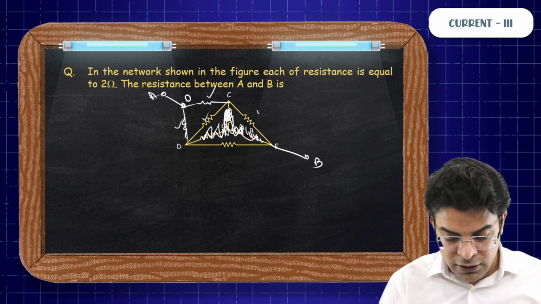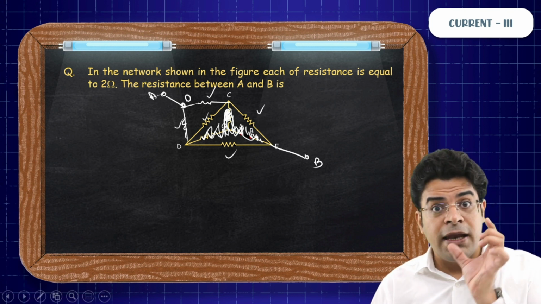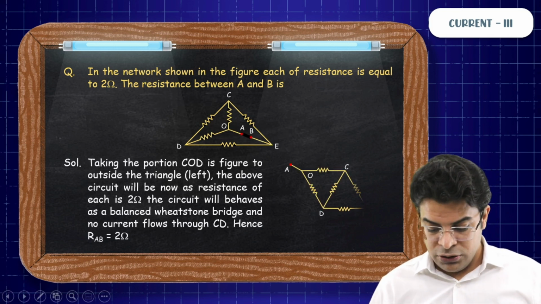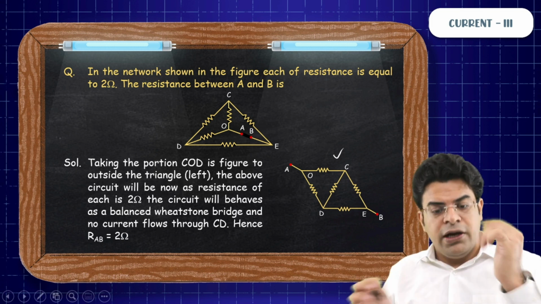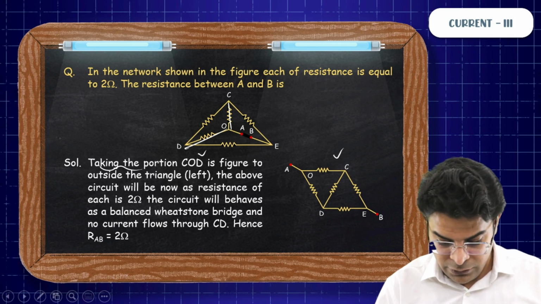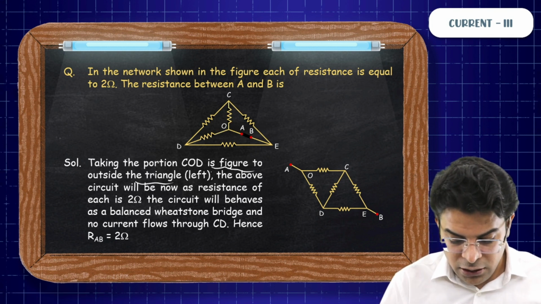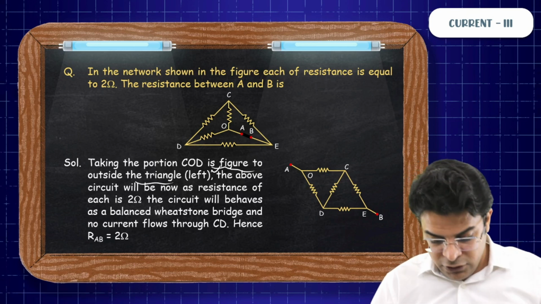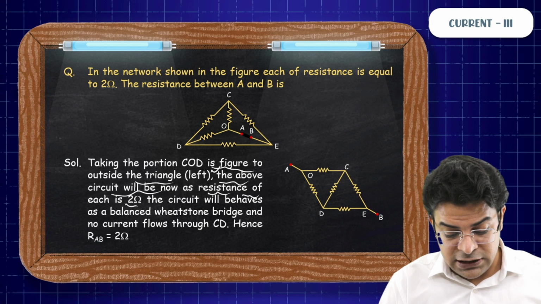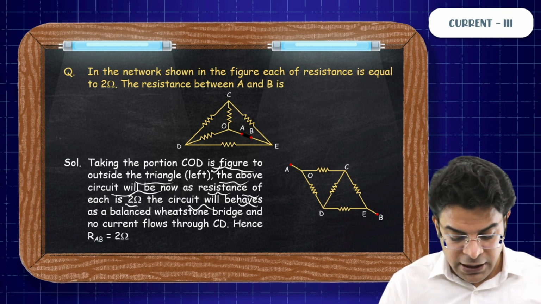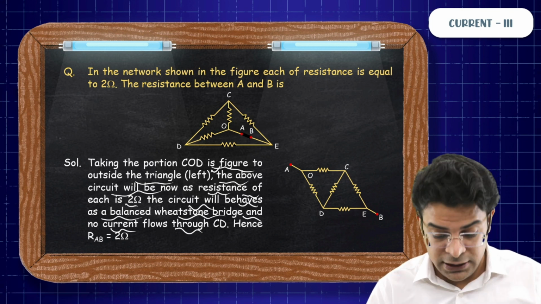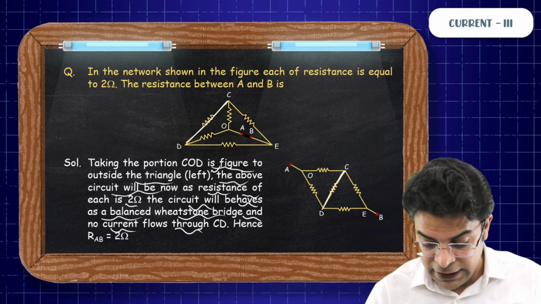1, 2, 3, 4, 5. And a balanced Wheatstone bridge between the point A and E. So think, after unfolding it, taking the portion COD in the figure outside to the left, the above circuit will now act as each resistance is of 2 ohm. The circuit will behave as a balanced Wheatstone bridge and no current will flow through which line? Through the line CD.